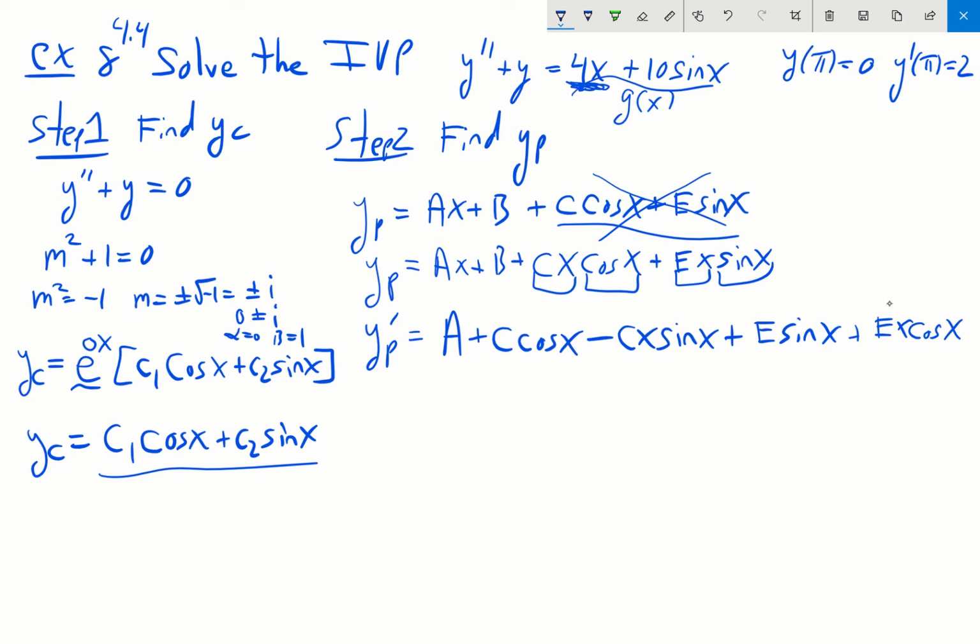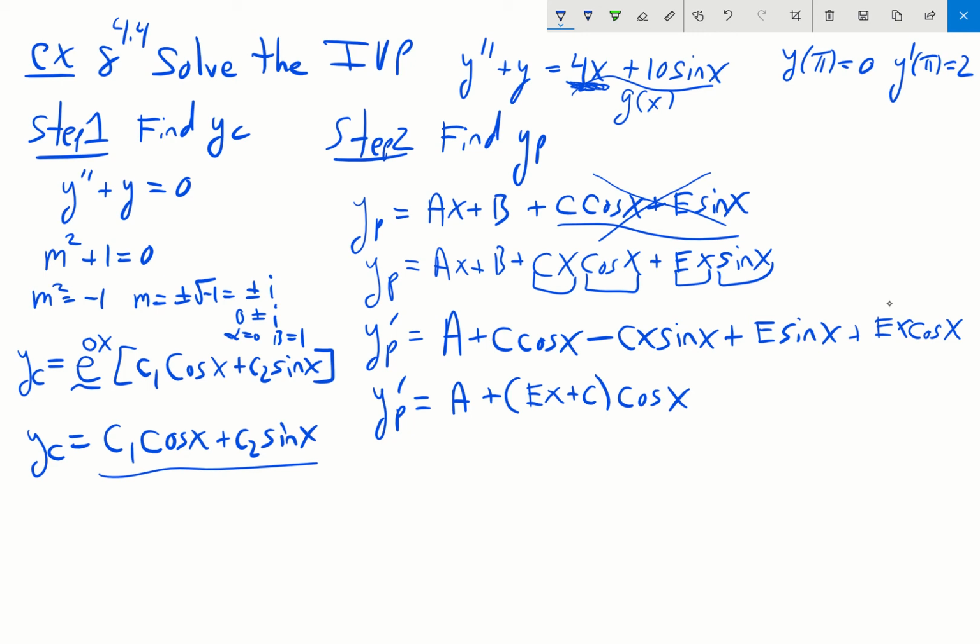If it helps, we can group terms before taking the second derivative. It just helps to keep things a little bit clean here. If you look at our cosine of x terms, we have a c and then a plus e times x, cosine of x. Group them, factor out the cosine, and it looks like this.